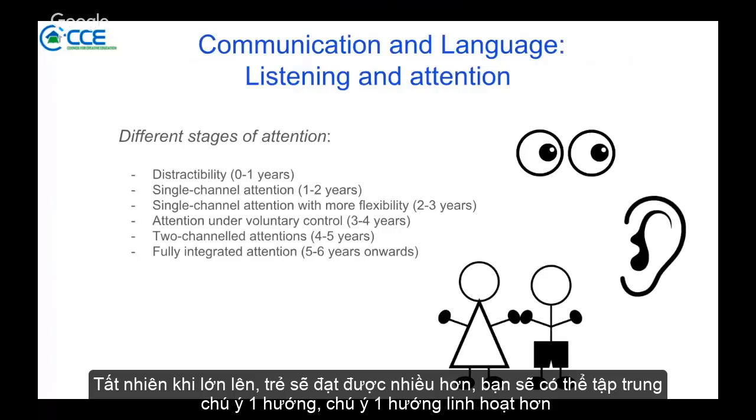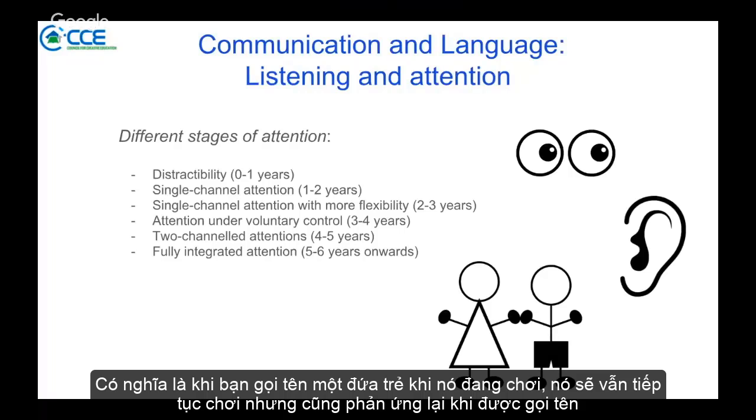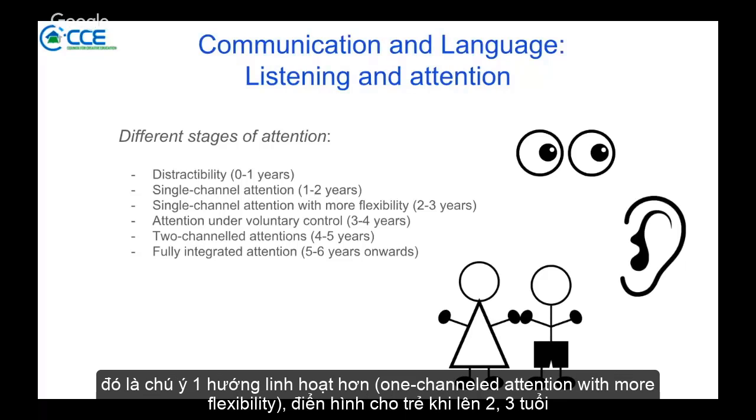You will have a single channel attention, or you will have a single channel attention with more flexibility. That would basically mean that, let's say you say the name of a child who is playing, at the same time. So he still is continuing his play, but he will also react to his name. So this is what would be called a single channel attention with more flexibility. That's typical for children already at the age of 2 and 3 years old.